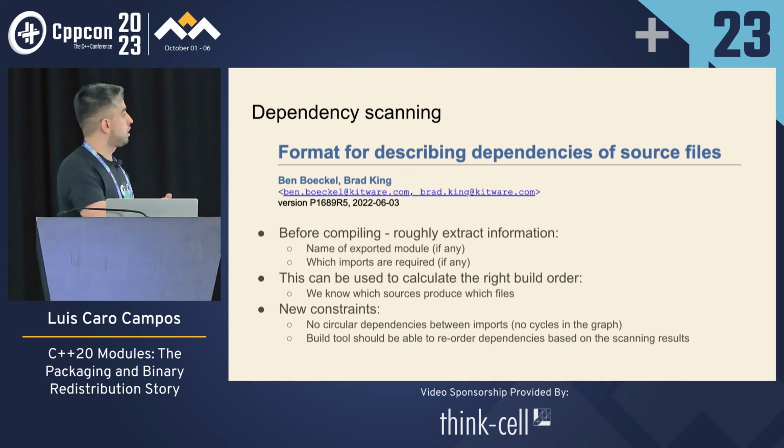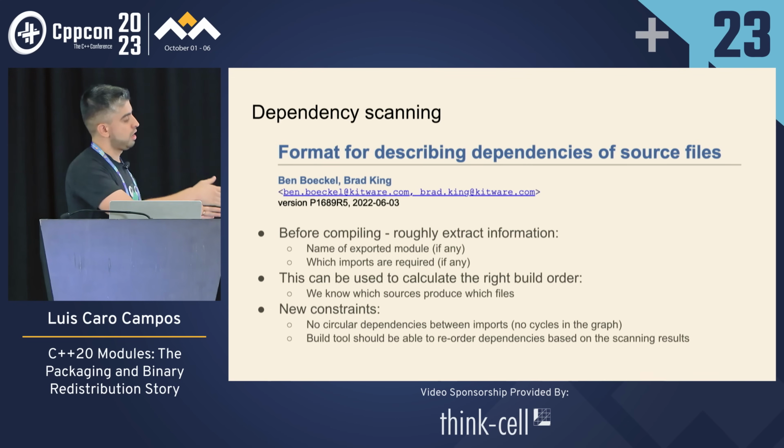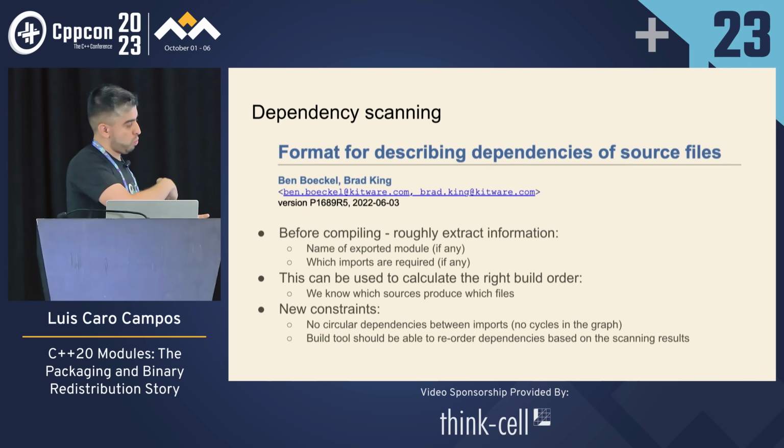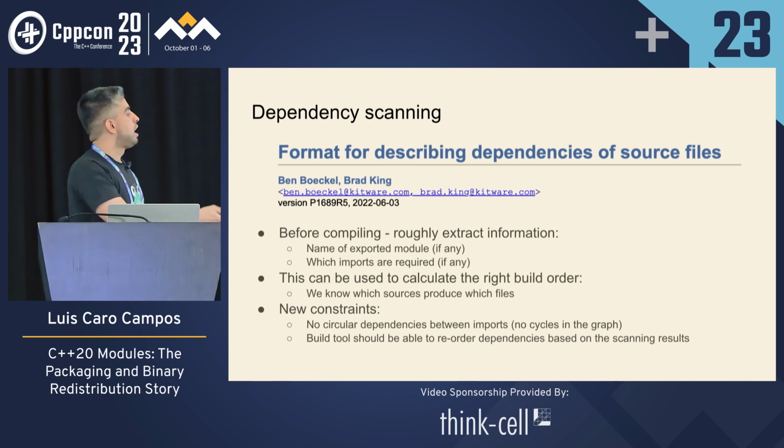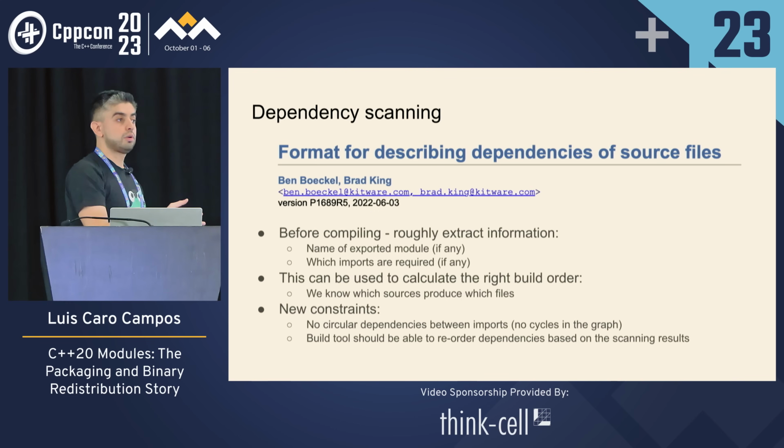I will not be going into much detail about this, but now the compilation model is actually two phases. In the first phase, we call a compiler once for every file that we are aware of to ask the compiler, what is the name of the exported module that this file is exporting, if any, and which imports are required. And with that information, we can do a second pass where we can build everything in the correct order.